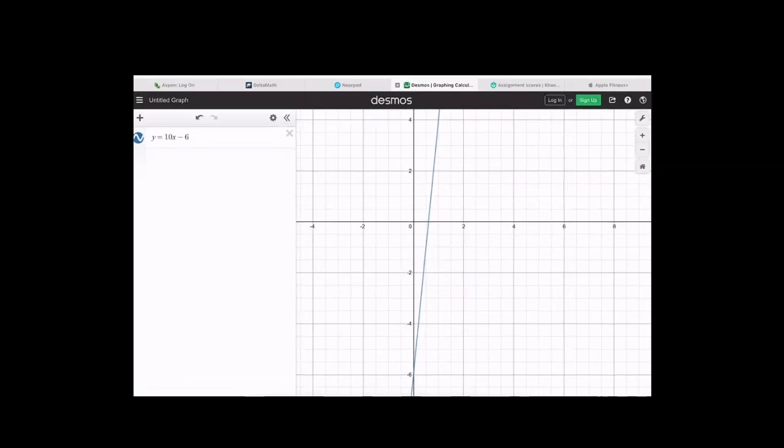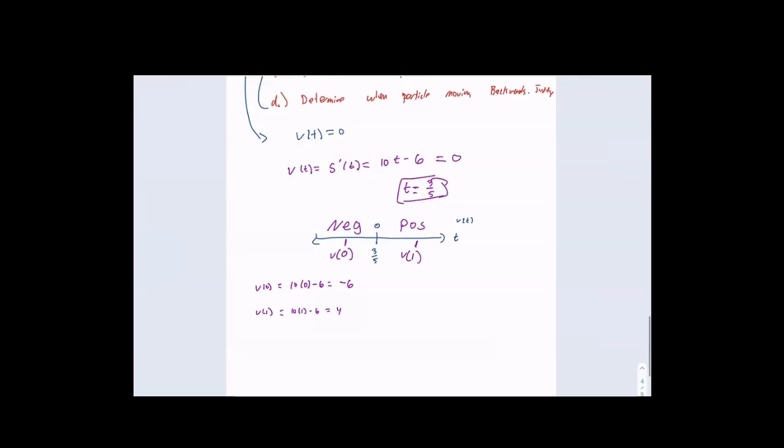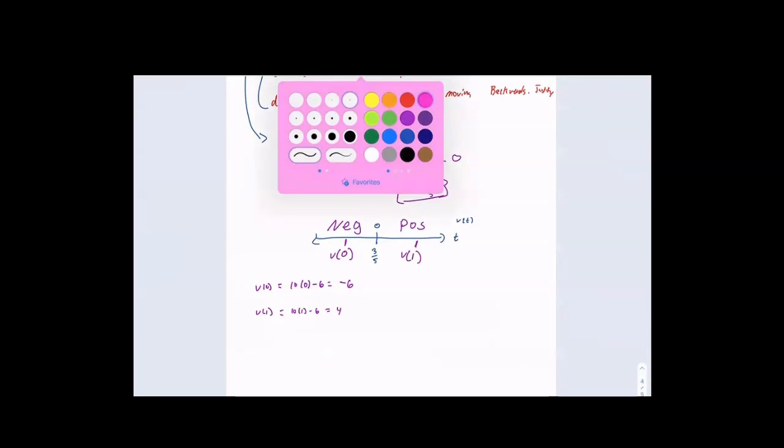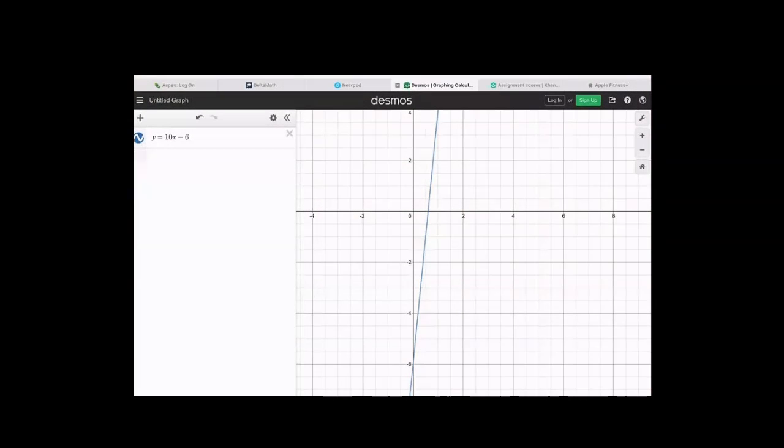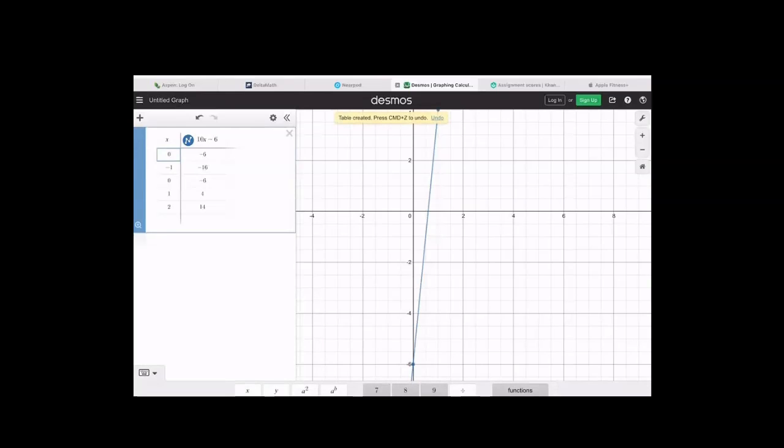It intersects right there. So what I could also do is type that into my graphing calculator and see that the graph does this, and that tells me also negative if it's below the x-axis, positive above. Once I do that, if I want a table, I can just hit the table key, and then I just plug in the values. I plugged in 0, and then I plugged in 1, and so I got the -6 and 4. I just evaluated it. So if you're having trouble evaluating by hand, you can just plug that in. But make sure you're plugging in the velocity function.